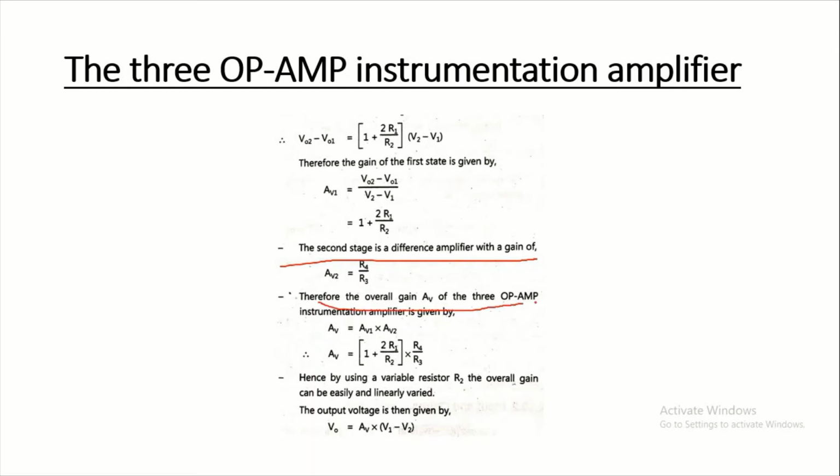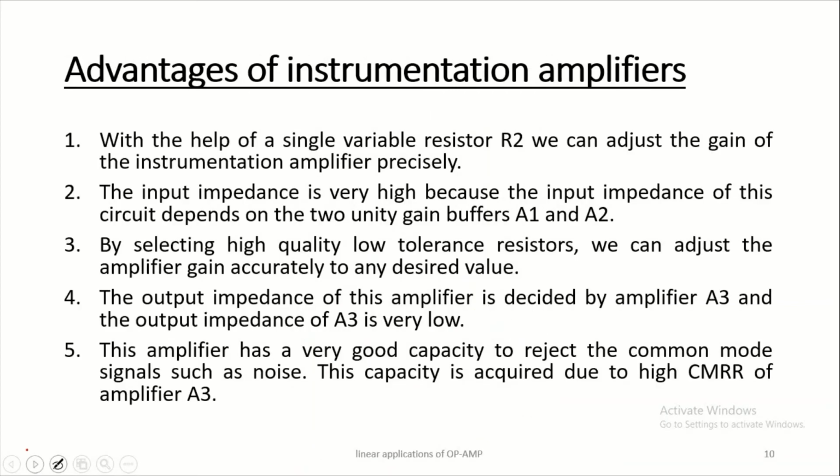The overall gain AV of this 3 op-amp instrumentation amplifier is a multiplication of these 2 gains, meaning AV1 into AV2. Here AV is (1 plus 2R1 by R2) into R4 by R3. Hence, by using the variable resistance R2, the overall gain can be easily and linearly varied. The output voltage is given as V0 is equal to AV into (V1 minus V2), where V1 minus V2 is a differential signal and AV is the gain of this op-amp.